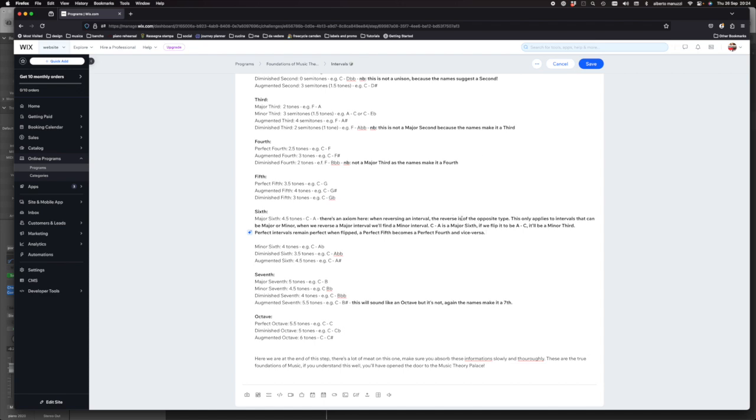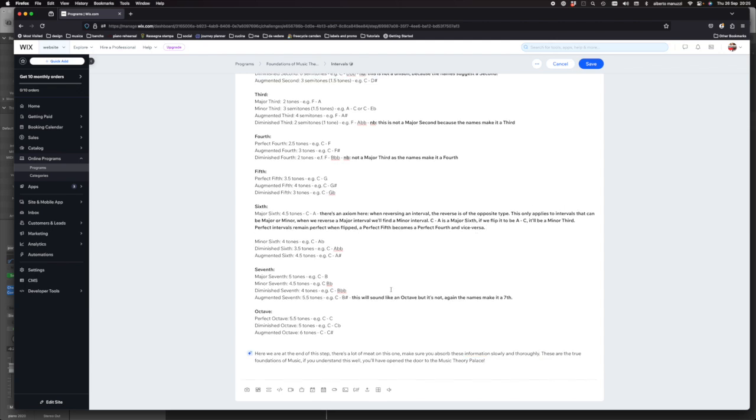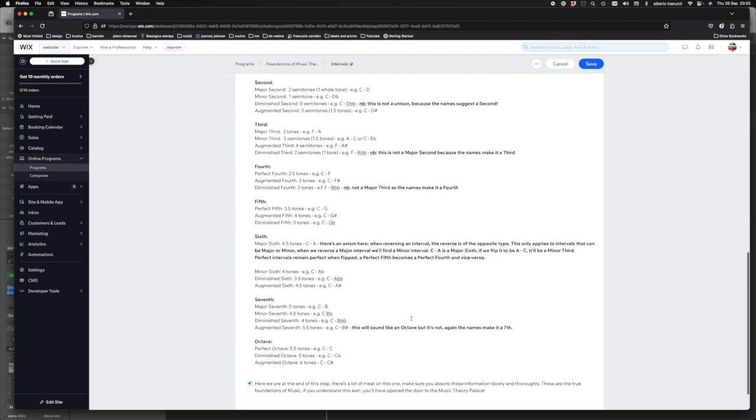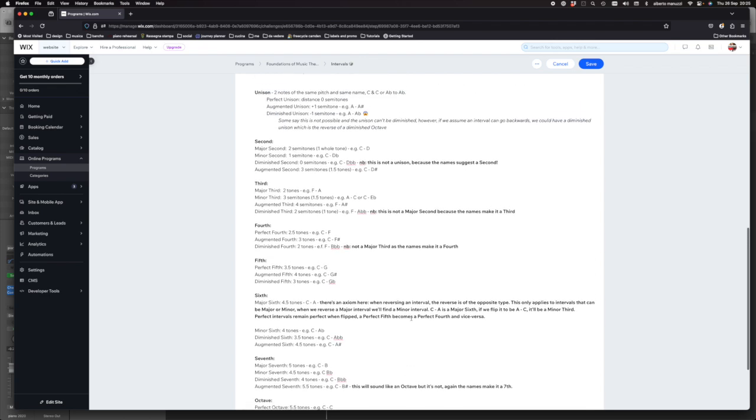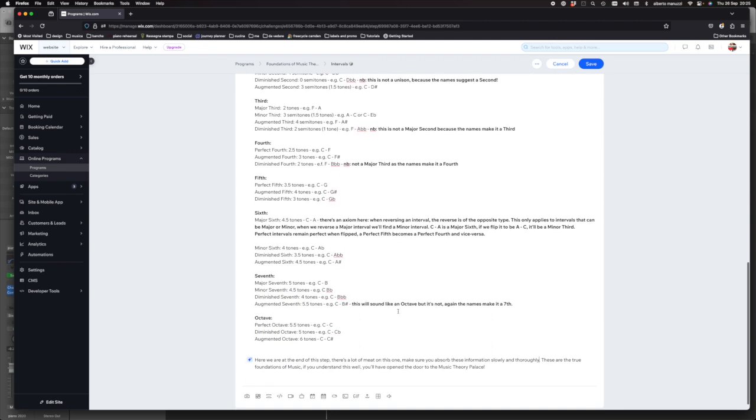Okay, now as you learn this, try also to internalize it and find it on the instrument, if you're also learning an instrument, might not be the case, but try and find famous songs that have these intervals. Okay, so like a sixth, C to A. Does that remind you of anything? It's a really old opera tune.